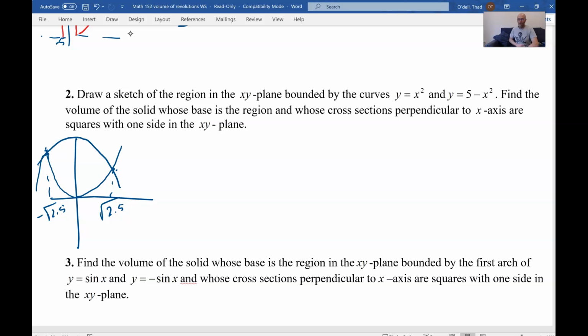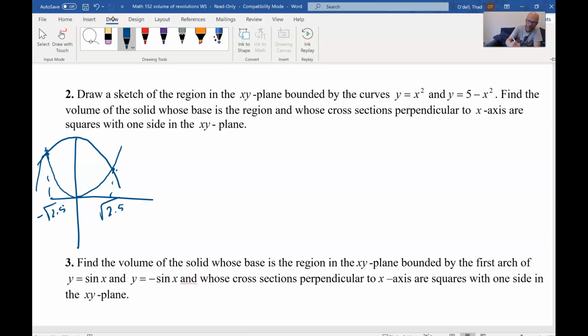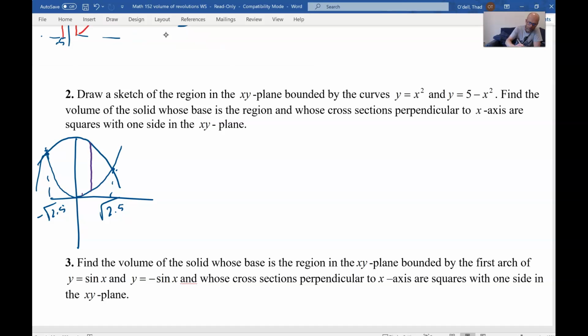Okay, so now, find the volume of the solid whose base is the region and whose cross-sections perpendicular to the x-axis, so they're running this way. So I breathe a sigh of relief, because that means that all the cross-sections are going to be determined by the same set of lines. Let me use some different colors here so we don't get confused. So there's a cross-section, there's a cross-section, the base of the cross-section, I mean.